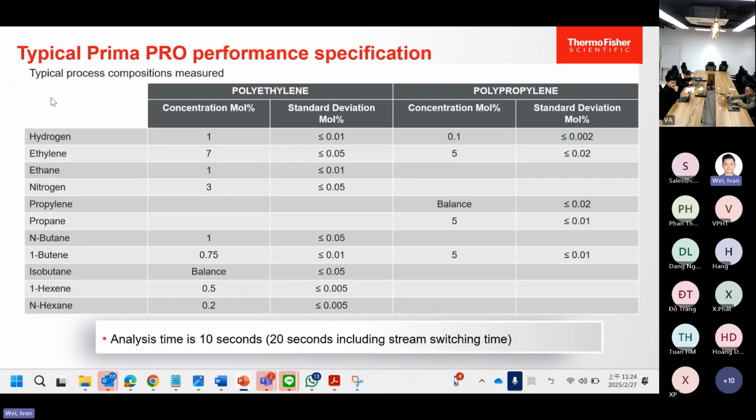As you can see here, those are the parameters that we're able to measure. Polyethylene, polypropylene, those are the compounds that customers are interested in measuring. We can do an analysis really fast, in 10 seconds, and we have a really low concentration detection limit. So the customers will know what's going on with their recipes, with their emissions, and with their sampling streams.